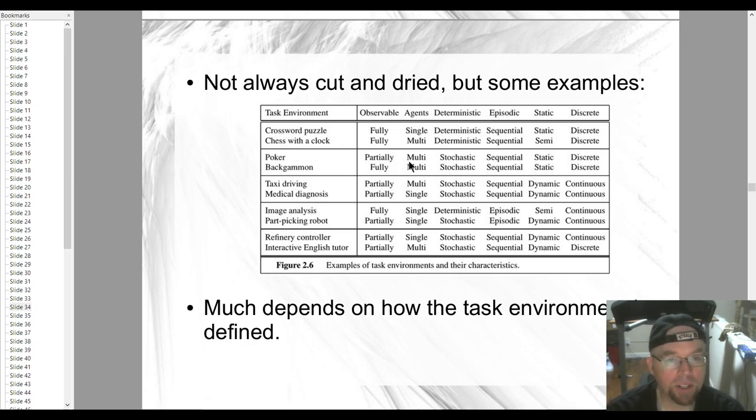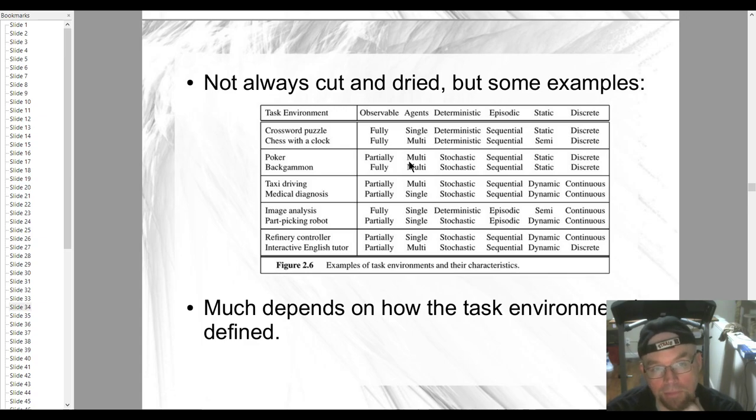Is it deterministic or stochastic? Well, it's deterministic because if I decide to put a word here, there's no randomness that suddenly the characters are going to change on me. There's no random chance that the word I decided to put in the boxes is not going to show up. That's deterministic.